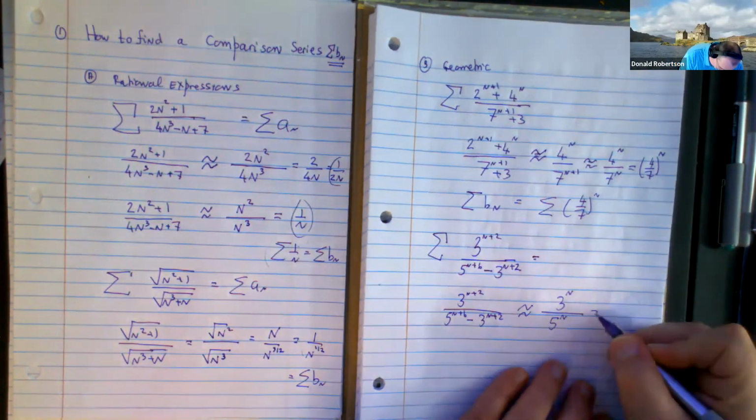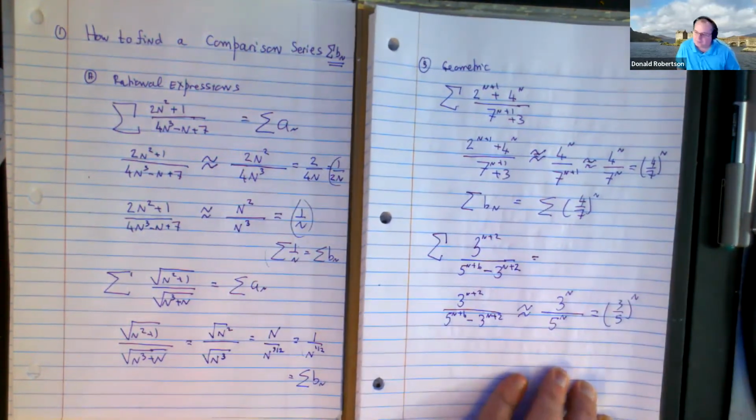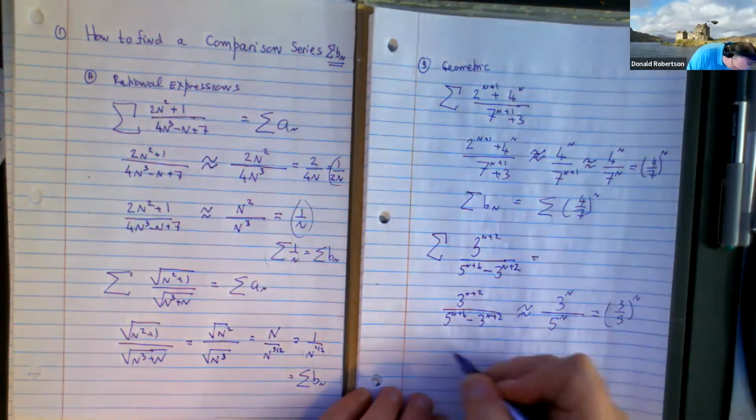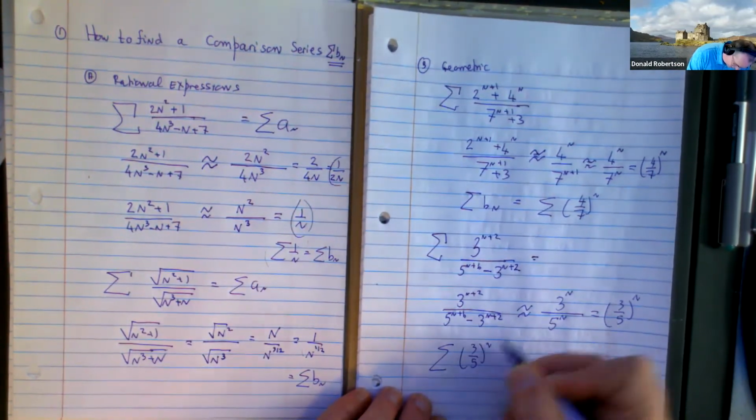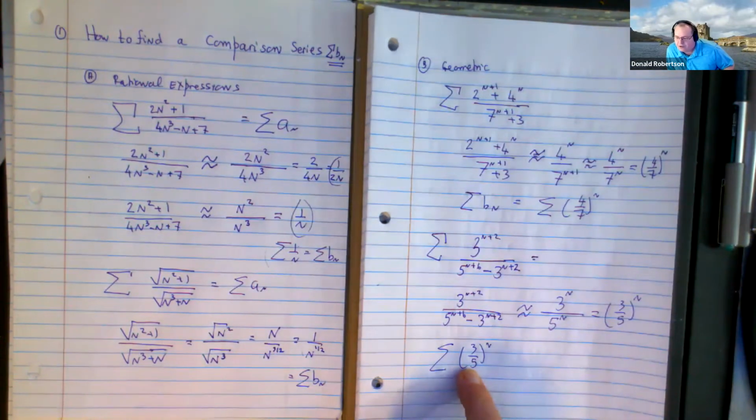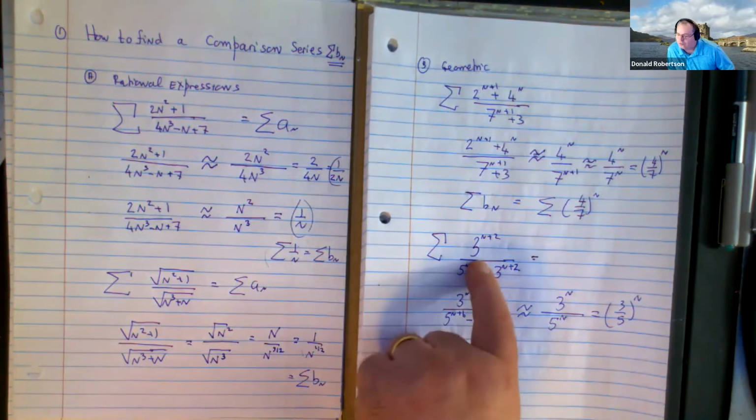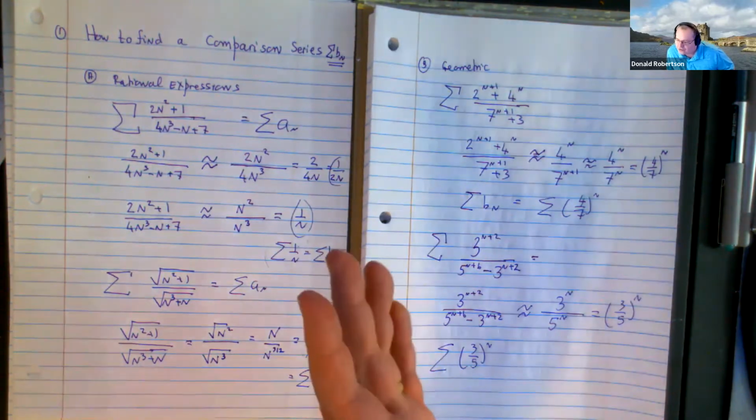Which means that this thing is going to be that. And so my comparison series is going to be this geometric series. In other words, this is going to behave like that. And do you notice that that is 3/5? That means this one here also converges. Now, if that was 7/9, it would converge. But if it was 9/7, wouldn't it diverge?